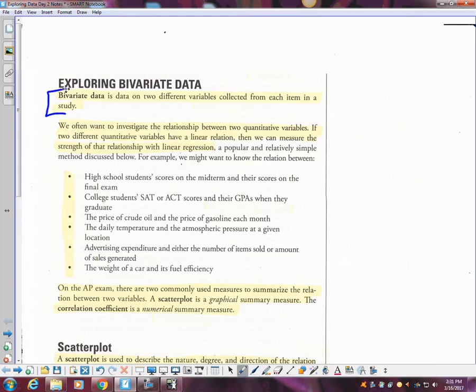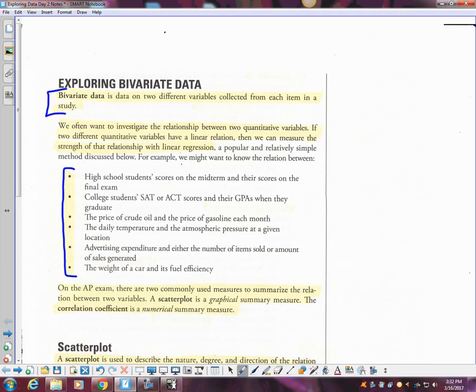Bivariate data is two different variables collected from each item in a study. We often want to investigate the relationship between two quantitative variables. If two quantitative variables have a linear relationship, then we can measure the strength of that relationship with a linear regression. And these are just all examples of quantitative variables. You can't do an L1, L2 with qualitative variables.